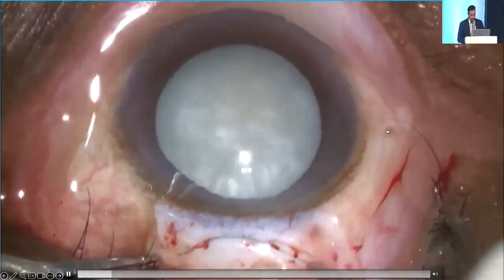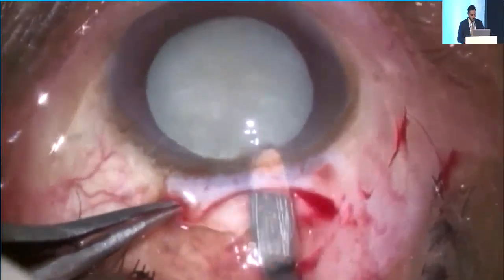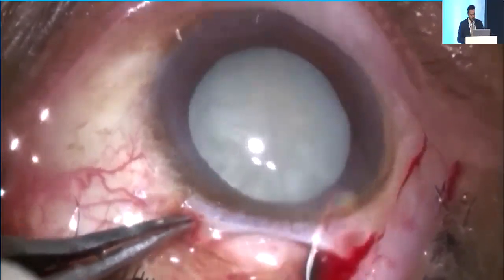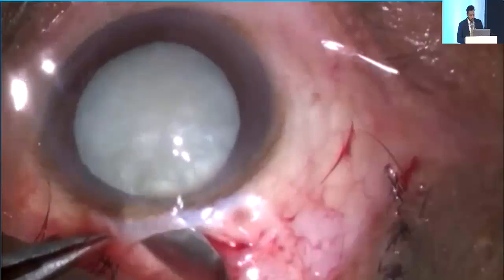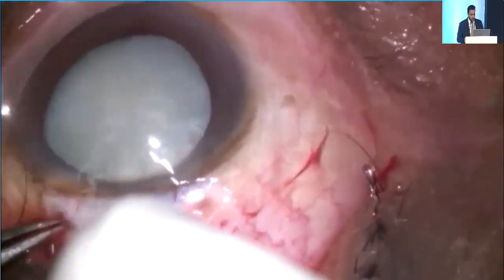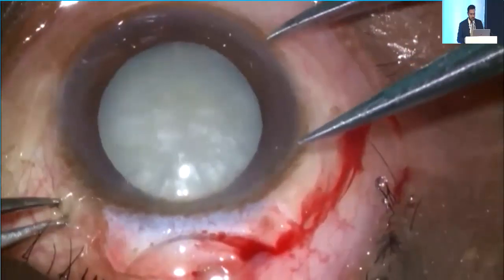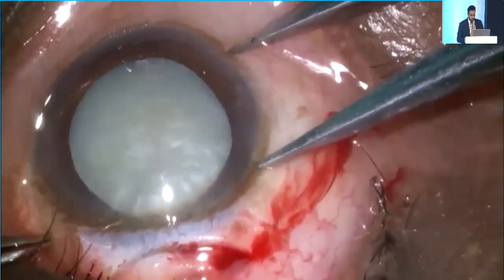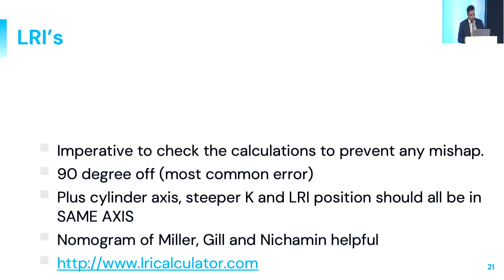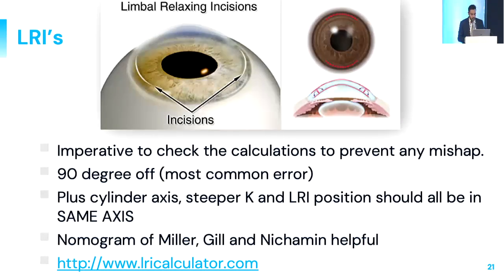So we make the tunnel after making the incision, and we do not enter the anterior chamber right now. And to cancel out the surgically induced astigmatism, we can make a limbal relaxing incision on both sides. So it is imperative to check the calculations to prevent any mishap, and usually a 90-degree off is the most common error.